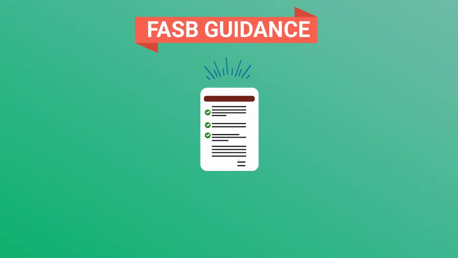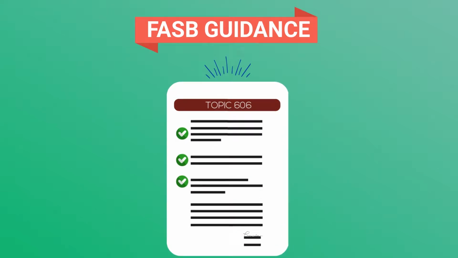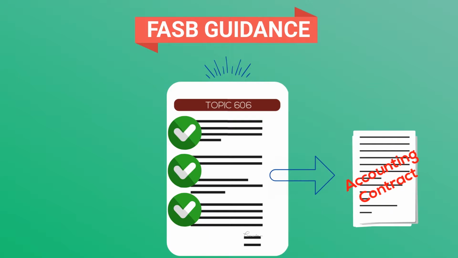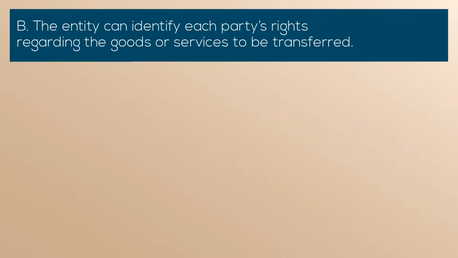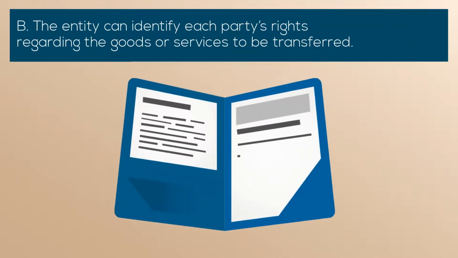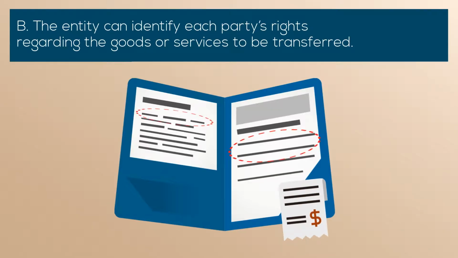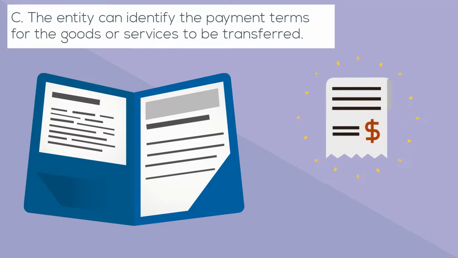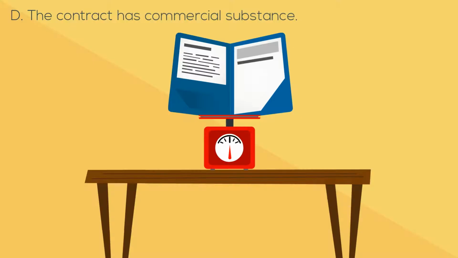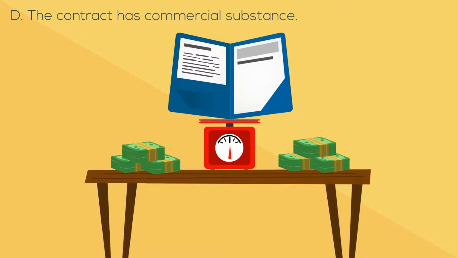The FASB guidance in Topic 606 does go further and explicitly states the following criteria must be met for an agreement to meet the definition of an accounting contract. A. The parties to the contract have approved the contract and are committed to perform their respective obligations. B. The entity can identify each party's rights regarding the goods and services to be transferred. C. The entity can identify the payment terms for the goods and services to be transferred. D. The contract has commercial substance.